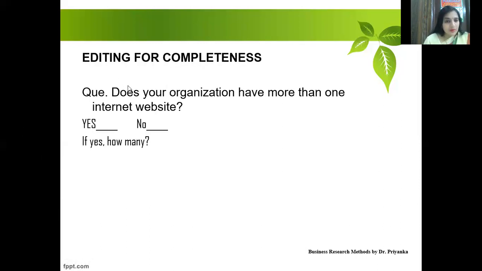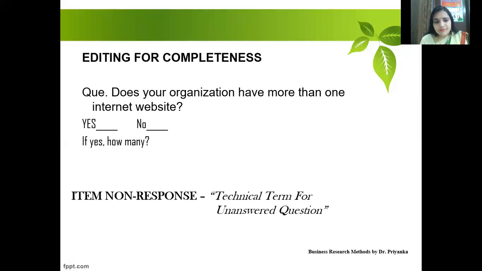Or editing for completeness, I just discussed the same example with you. Does your organization have more than one internet website? Yes or no? If yes, how many? Sometimes the person has told you how many websites their organization is using, but by chance left this question. So you can complete this particular question with the help of another question where he has mentioned that the company is using 3 websites. Maybe some other question was able to answer this also. So this is also done for completeness sometimes.